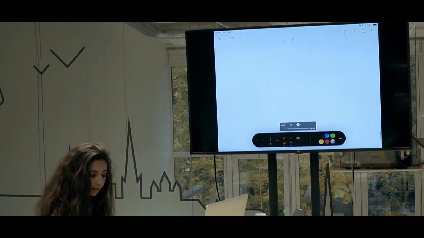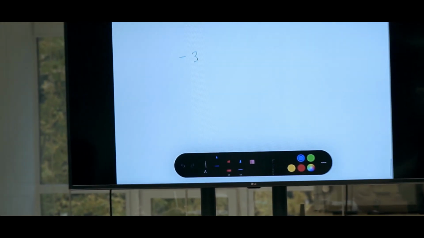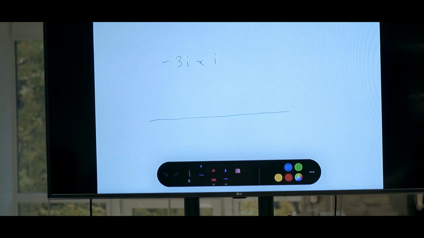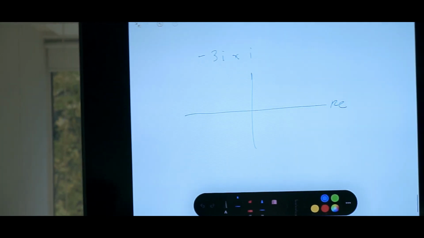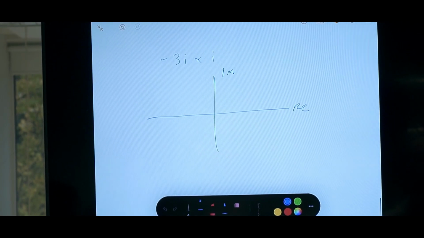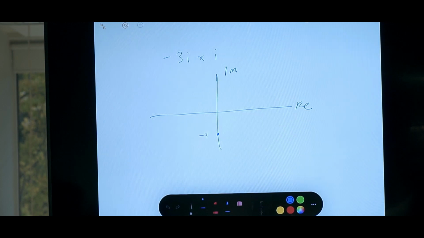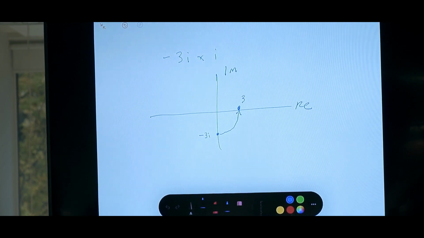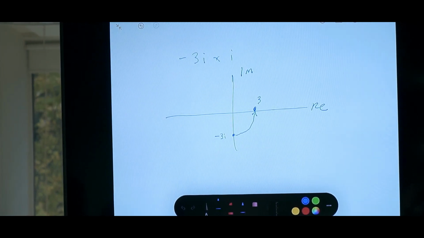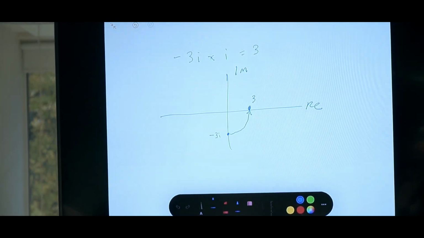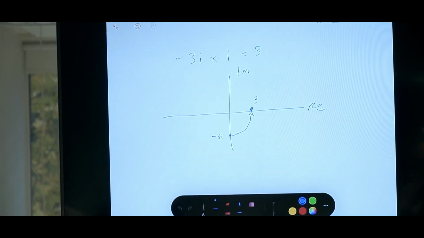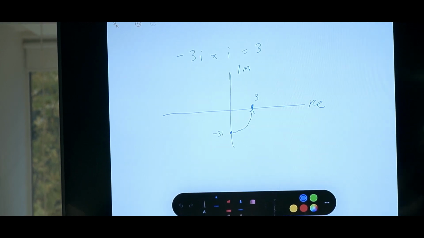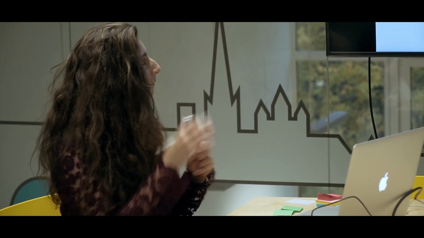so do another one, -3i times i. We have our real plane, our imaginary plane. -3i is somewhere down here. If you multiply by i, it's like a rotation back to +3. So -3i times i is equal to 3. That kind of makes sense how that works. So basically just think multiply by i, we're rotating around the plane.